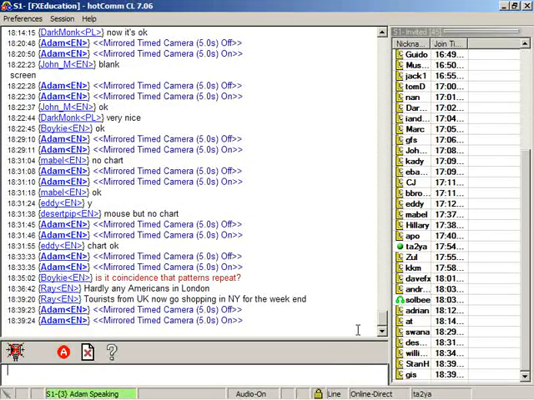I'm going to refresh my charts here. Are they really? Is that true? Tourists from the UK are now going shopping in New York for the weekend?